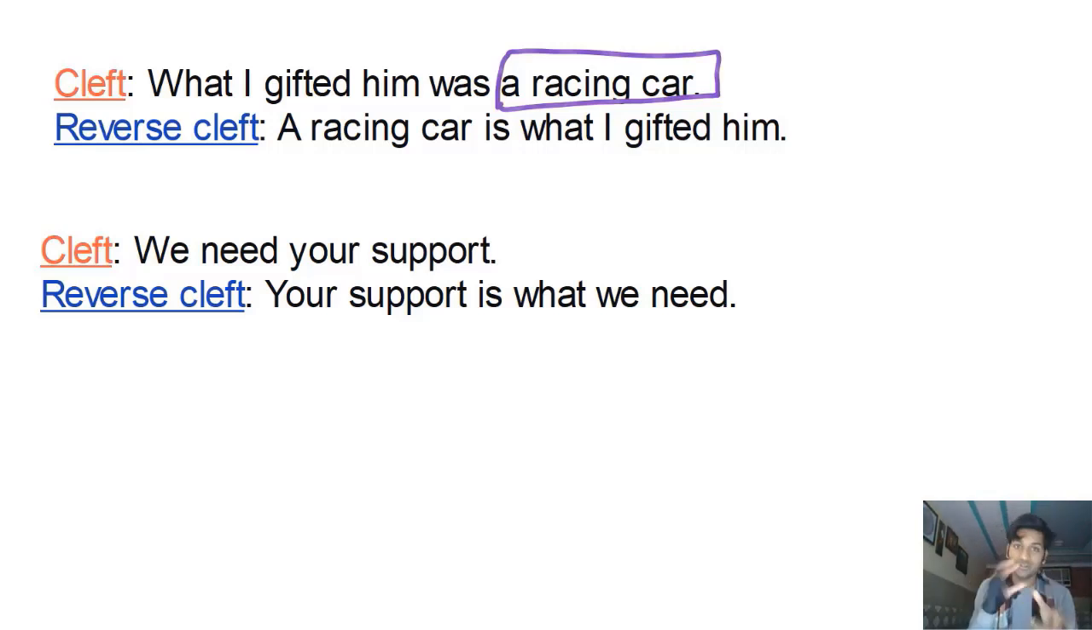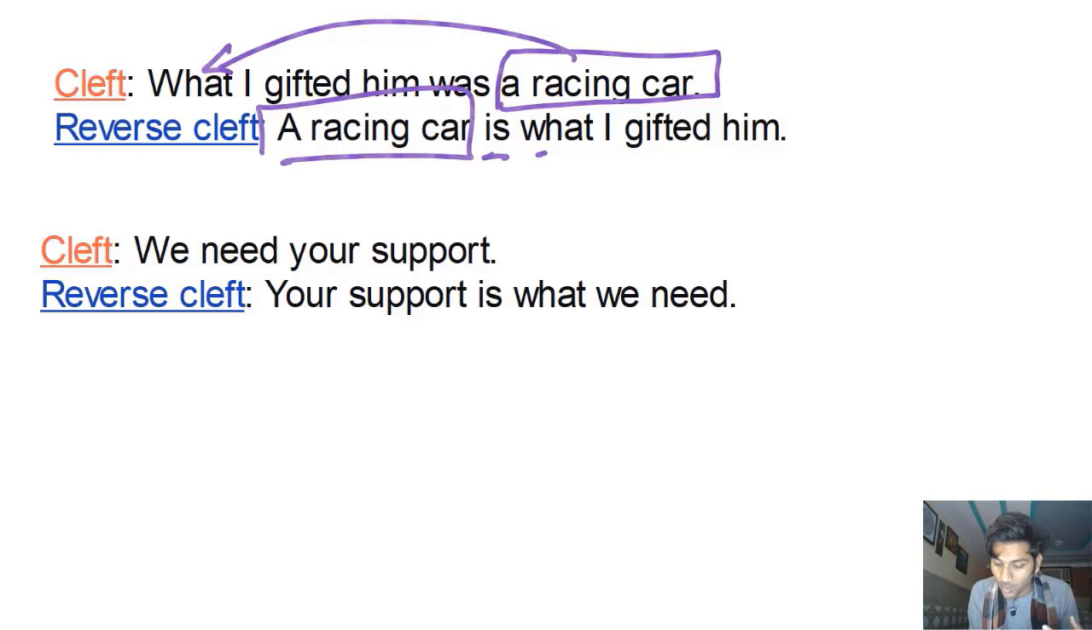Now, if I want to reverse it, a reverse pseudo cleft would be, this will come in the beginning: A racing car is what I gifted him.